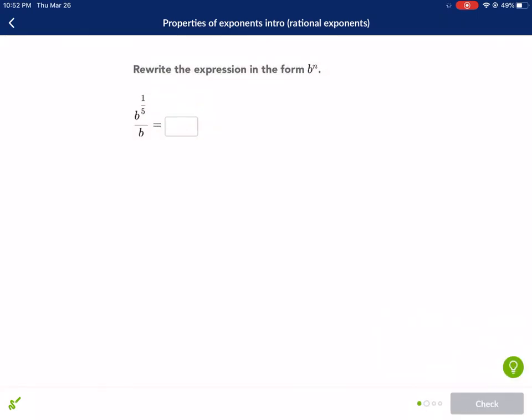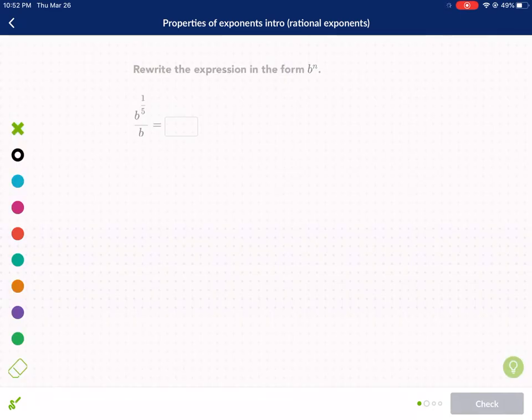Excellent. Let's go ahead and do the next one just to make sure we understand it. Rewrite the expression in the form of b to the n. Again, it's going to be exponent form, no radicals. Now we have no negative exponents, so we can jump right in. The first thing we see is b to the 1 over 5 divided by b. Think of it as a little invisible 1 here. Anytime you see a b or an x or any variable and it doesn't have an exponent, there is an implied exponent of 1.